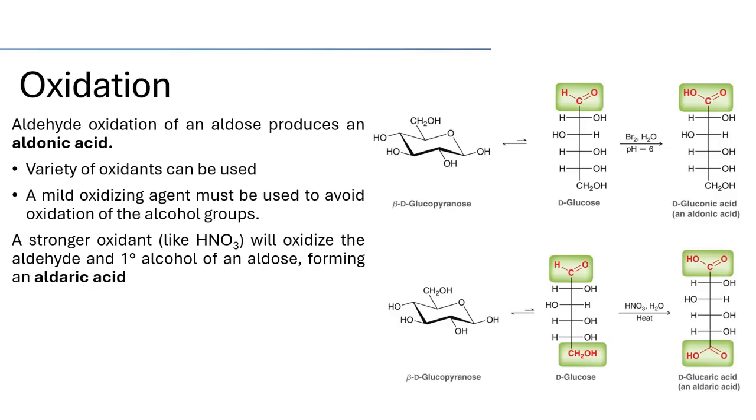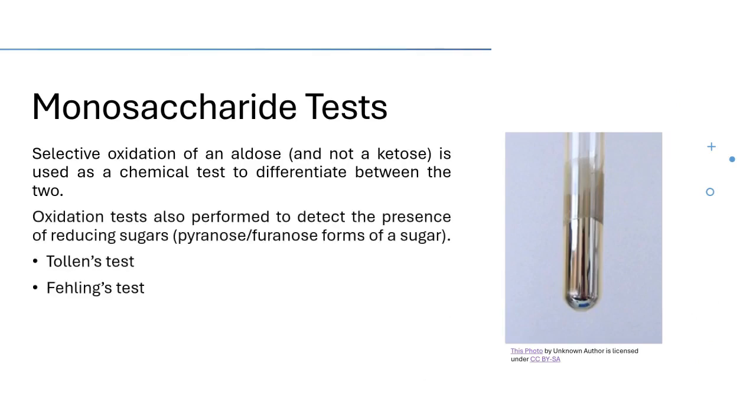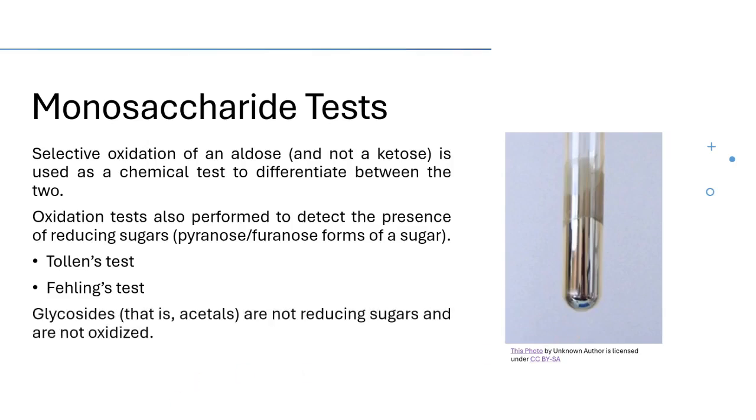Monosaccharide tests. Selective oxidation of an aldose and not a ketose is used as a chemical test to differentiate between the two. Oxidation tests are also performed to detect the presence of reducing sugars. These include the Tollens test, which the test tube here would show as a positive test, and Fehling's test. Glycosides, that is acetals, are not reducing sugars and are not oxidized.